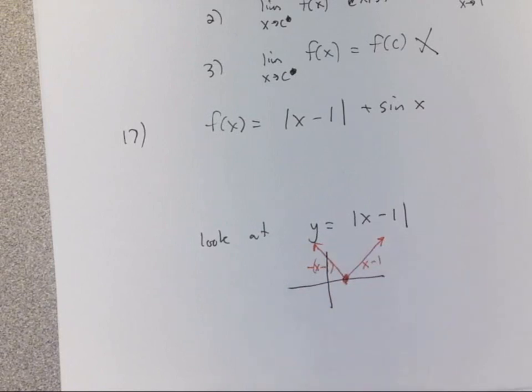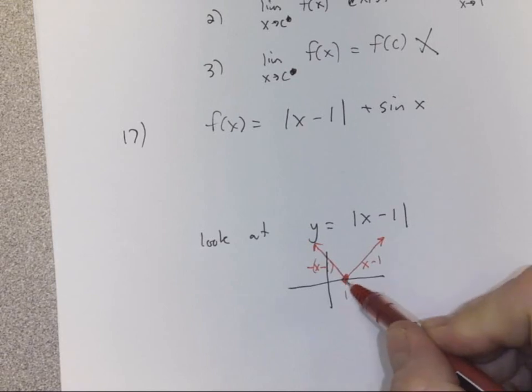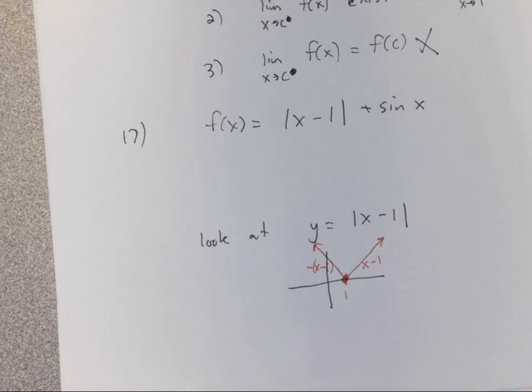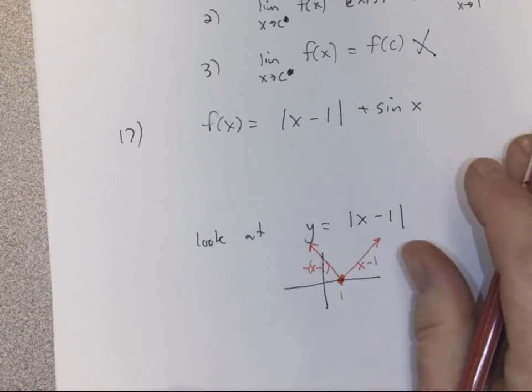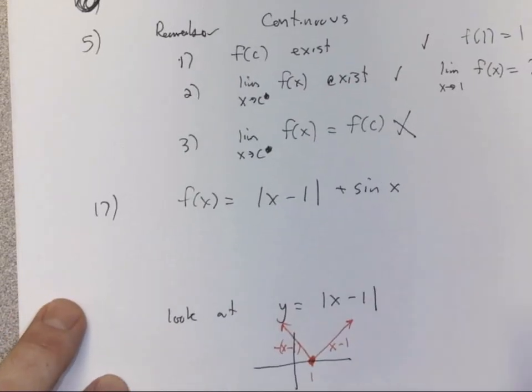That's what absolute values do. They're negative when it's below this one, and positive when it's above this one. And if you plug in x equals 1, you're going to get what in both places? 0. You're going to get 0 both times. So this is a continuous function, isn't it? Okay. So back to the rules.